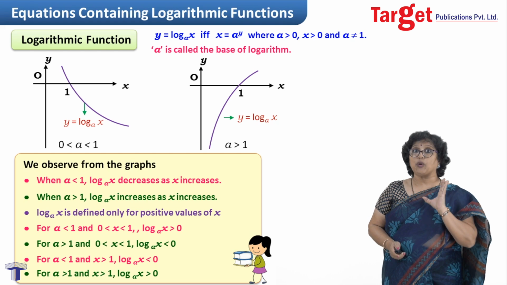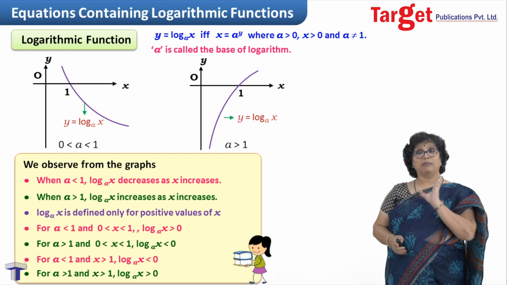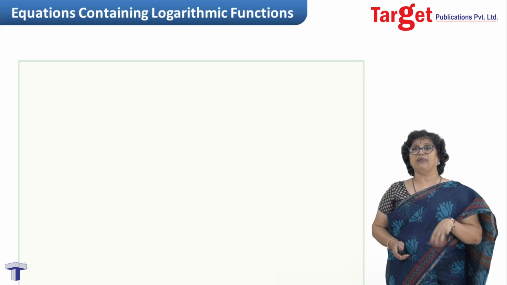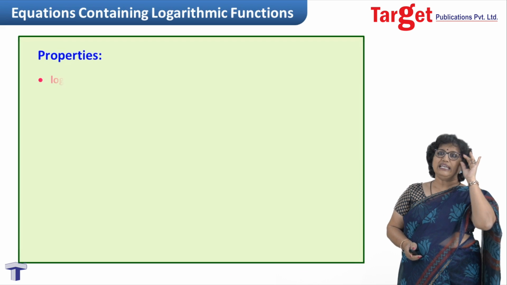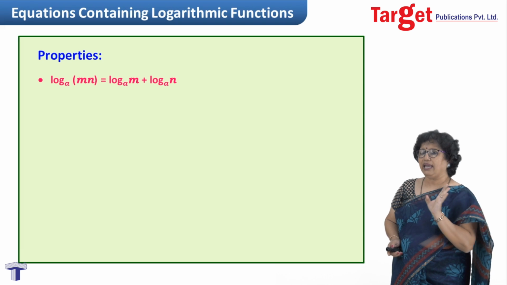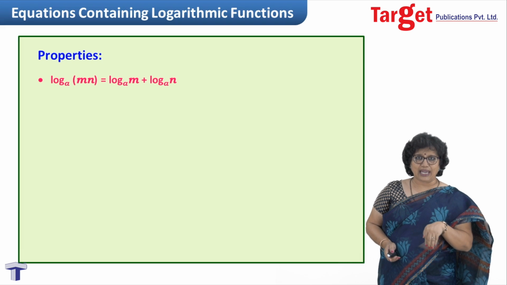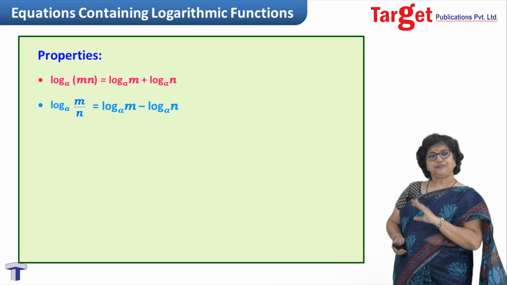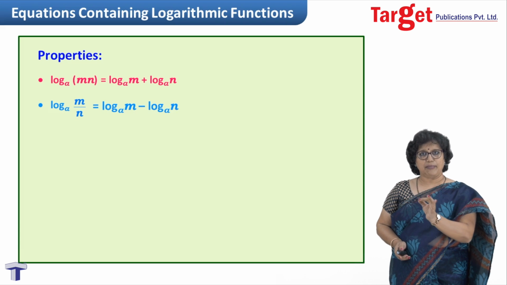Now, there are certain properties of log which you must remember. So, we will take them one by one. Log of mn is log m plus log n. And mind you, please, same base I have written everywhere, a. Log of m by n is log m minus log n. Again, base is same, a everywhere.